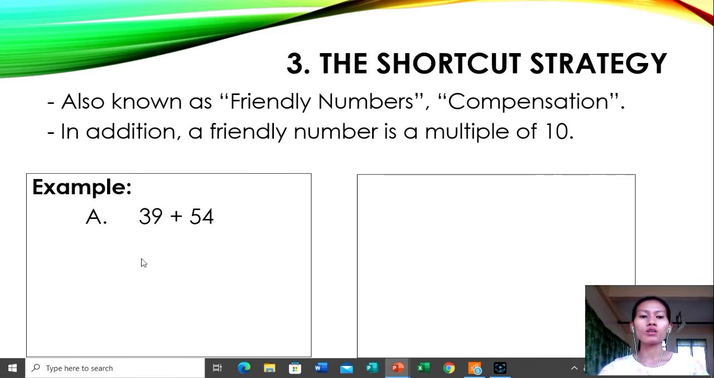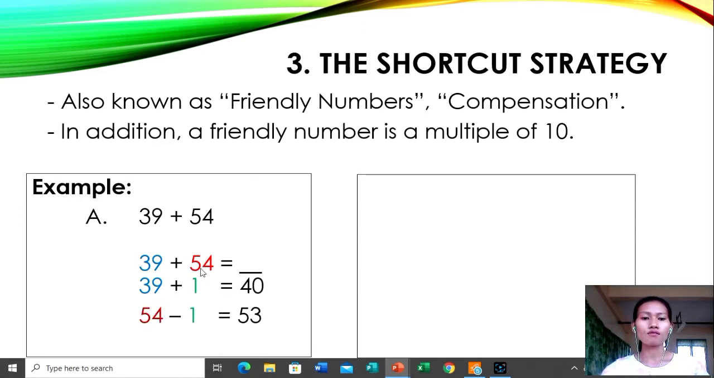So, here, between 39 and 54, we want to make one a friendly number. Take note that the friendly number here in addition is a multiple of 10. So, we will make the 39 into 40 because 40 is a friendly number. So, to make 39 into 40, we will add 1. So, where did this 1 that we added to 39 come from? It came from 54. So, we borrowed 1 from 54. So, 54 will be reduced, and it becomes 53. So, we add the results. 40 plus 53 is equal to 93.